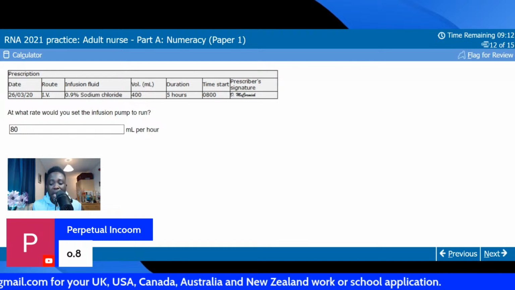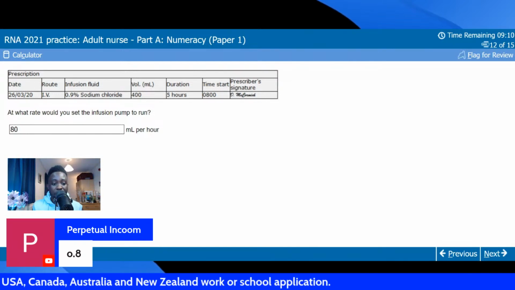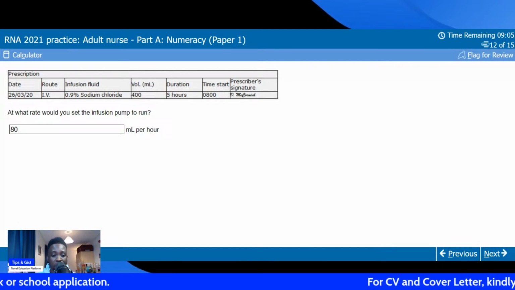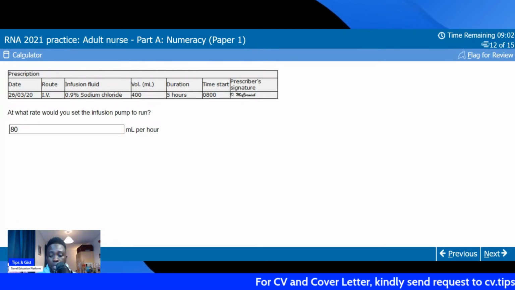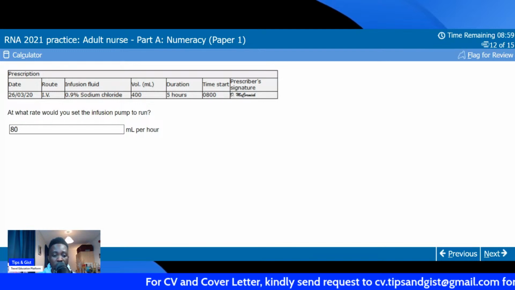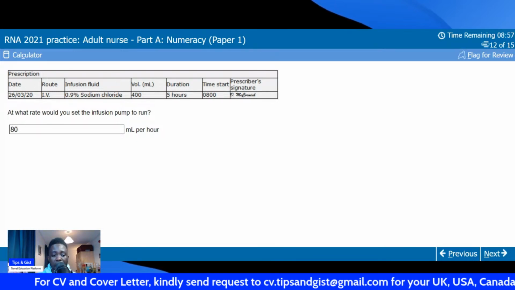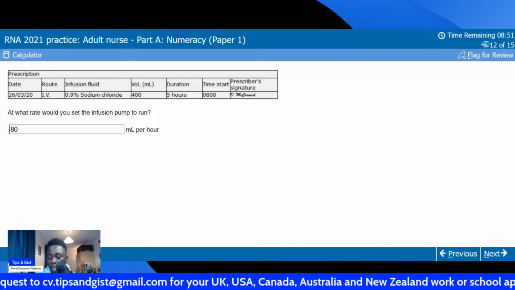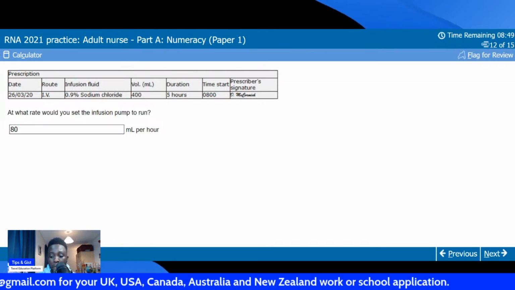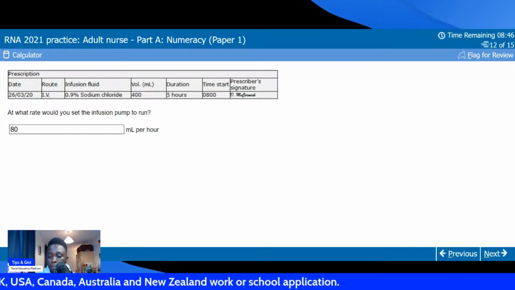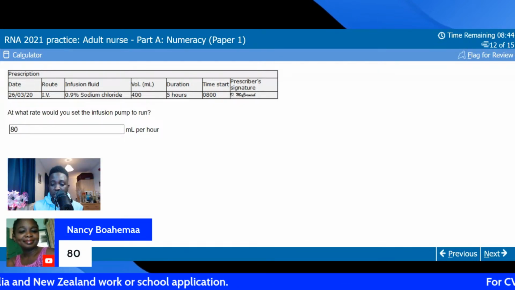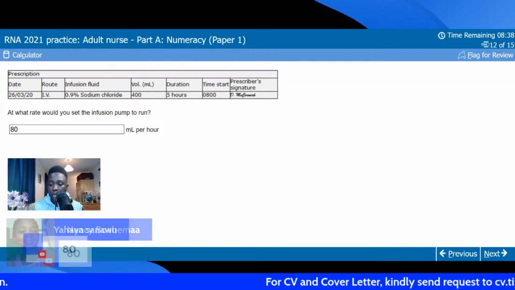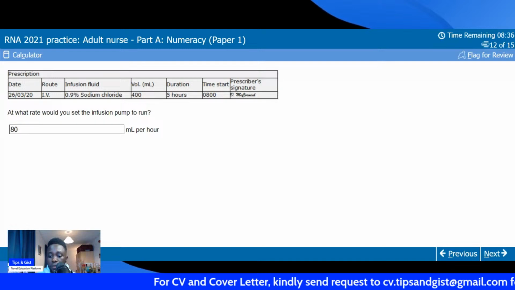Perpetua says 0.8. Perpetua, you have to look at your mathematics again. Just do that simple calculation: if 400 equals 5 hours, you are running the fluid for 5 hours and the fluid is 400. So if 400 equals 5 hours, then x equals 1 hour. You do cross multiplication, you divide both sides by 5, and therefore you are going to get 80 mils. So Perpetua, you have to sit down and review your mathematics and come and apply it to the numeracy. Yaya too got it right.